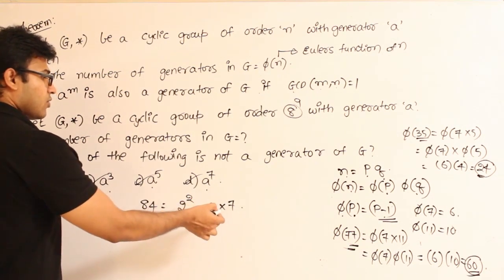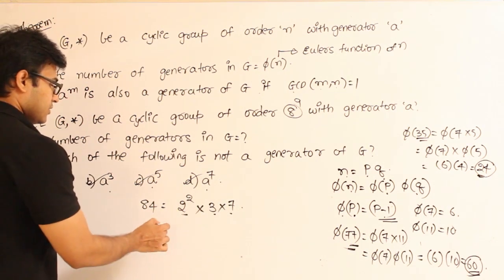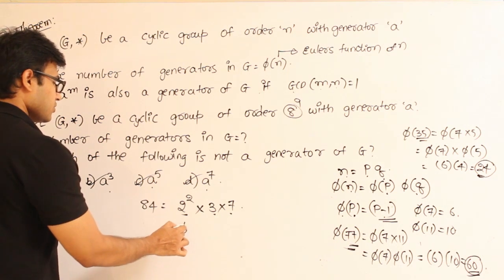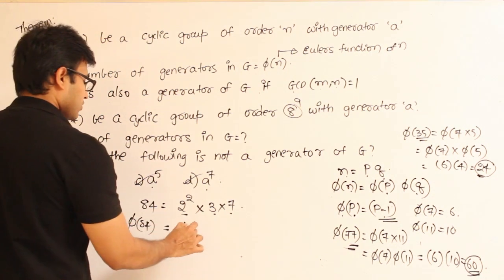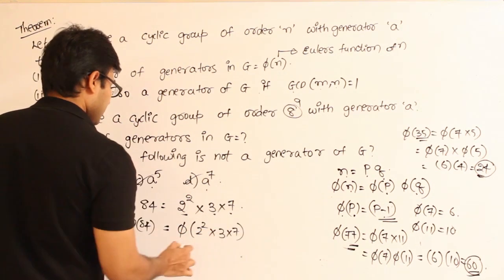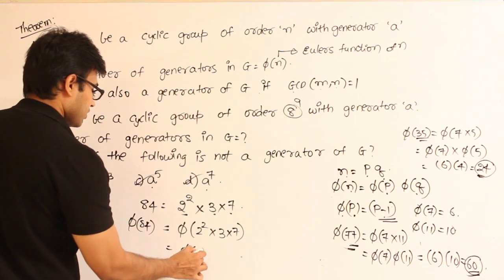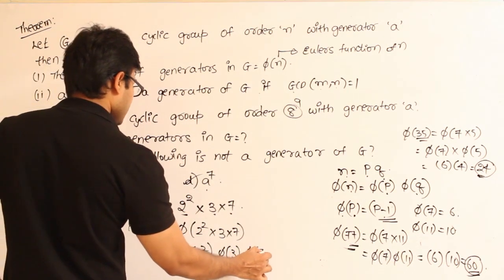So in this case you have got 2 distinct numbers and 1 repetition, right? So how are you going to do this? Phi of 84 is equal to phi of 2 squared into 3 into 7. Now you can split it: phi of 2 squared into phi of 3 into phi of 7.